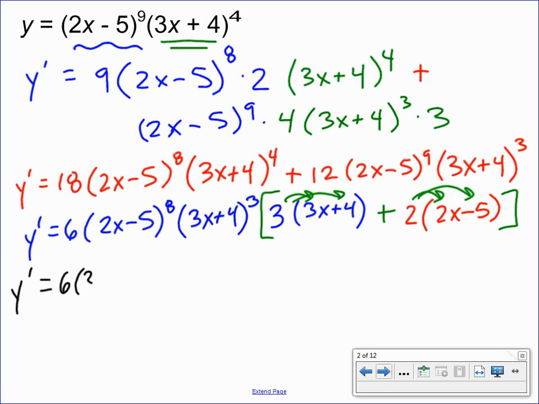We've got 6, 2x minus 5 to the 8th, 3x plus 4 to the 3rd. And then here I'd have 9x plus 12 plus 4x minus 10. So we can do that in one step. 9x plus 4x is 13x. And plus 12 minus 10 is plus 2. So we do that right. If we distribute through here, we get 9x plus 12. We get 4x minus 10. And 9x plus 12 plus 4x minus 10 is 13x plus 2.